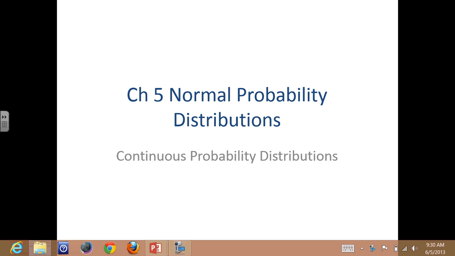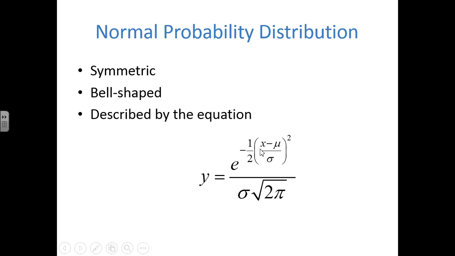Now the normal probability distribution is probably the most important probability distribution in statistics. So let's look at some conditions of the normal probability distribution. First, it's symmetric. That means it's symmetric about the mean. It's bell-shaped. And it's described by this formula here, which is very messy, but if you notice in this formula we have a mean and a standard deviation. So every normal probability distribution is defined by its mean and its standard deviation.